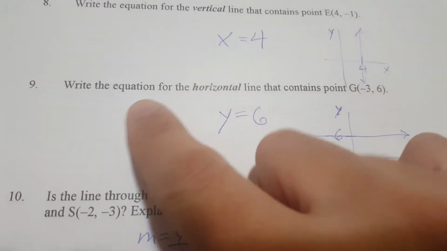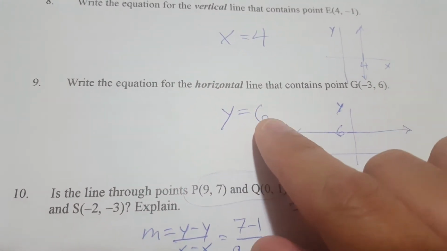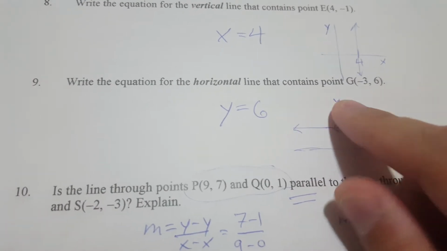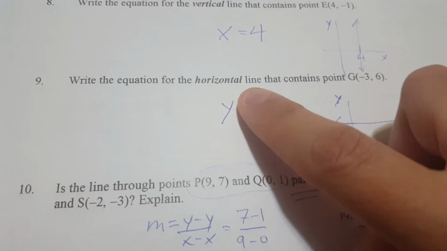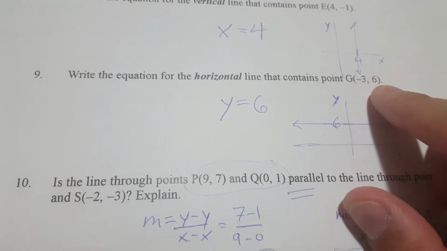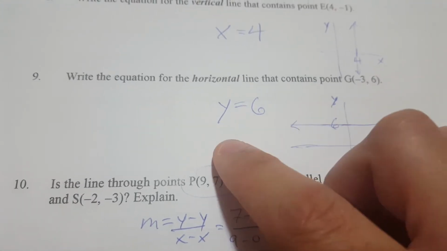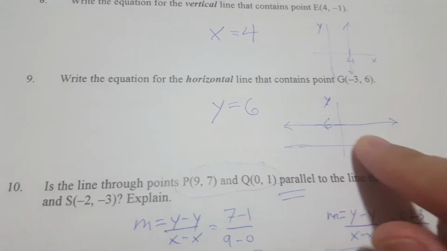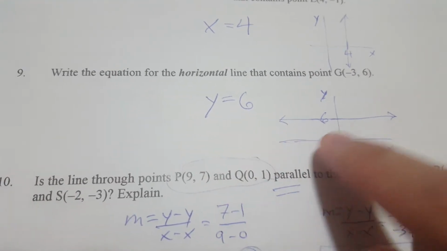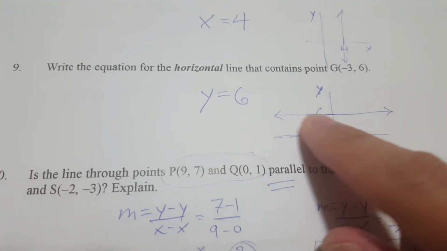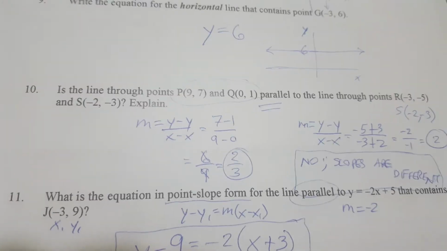Number 9, write the equation for a horizontal line. A horizontal line goes straight across and it contains the point (-3, 6). If it's horizontal, it's going to be of the form y equals. So it'll be y equals whatever that y is. In this case, it's 6. So y = 6. That's the whole equation right there. You don't have to graph it, but this is what it would look like. y = 6. It's a straight line that passes through the y-axis at 6. That's why it's y = 6.